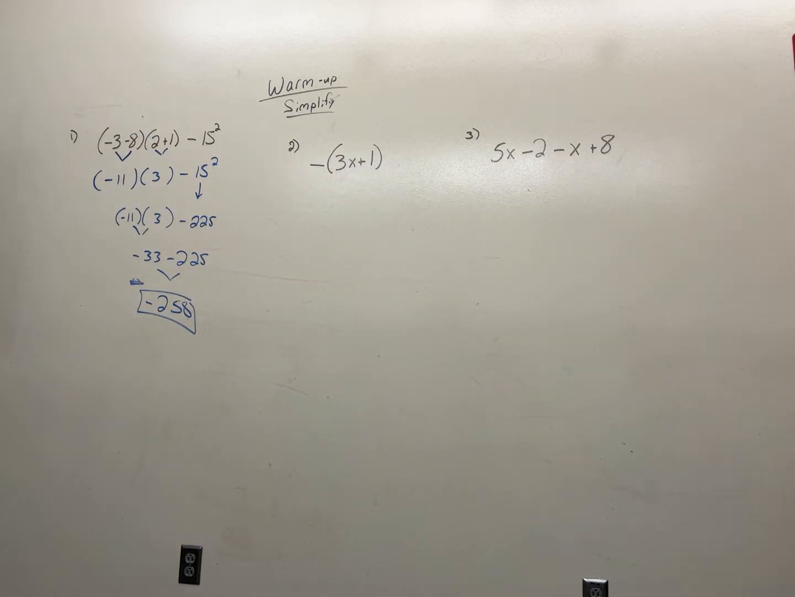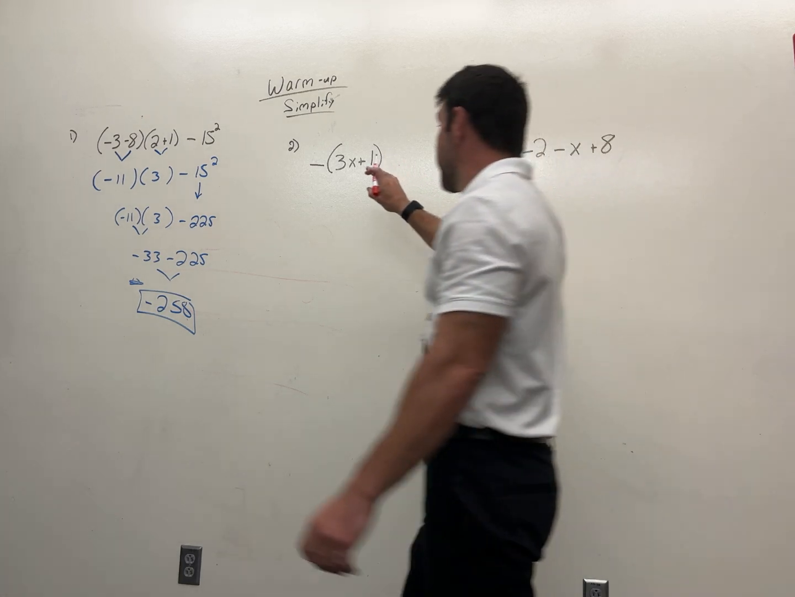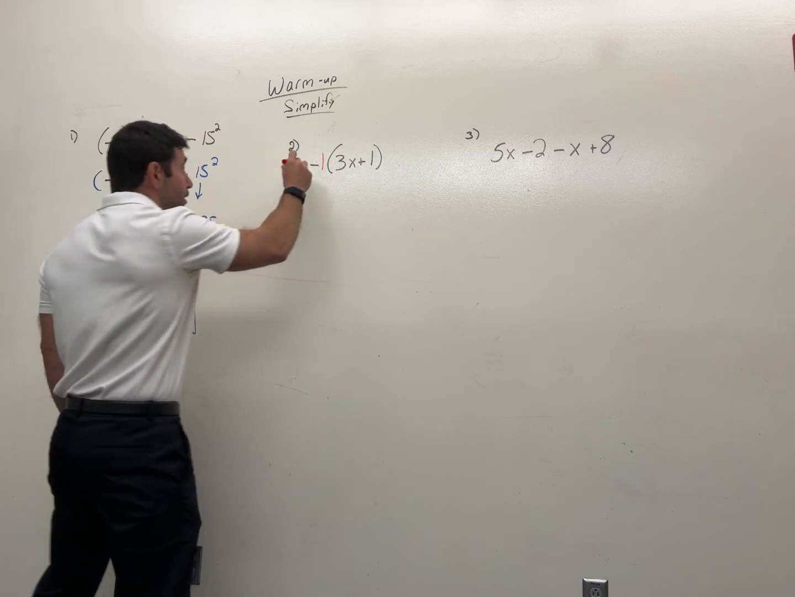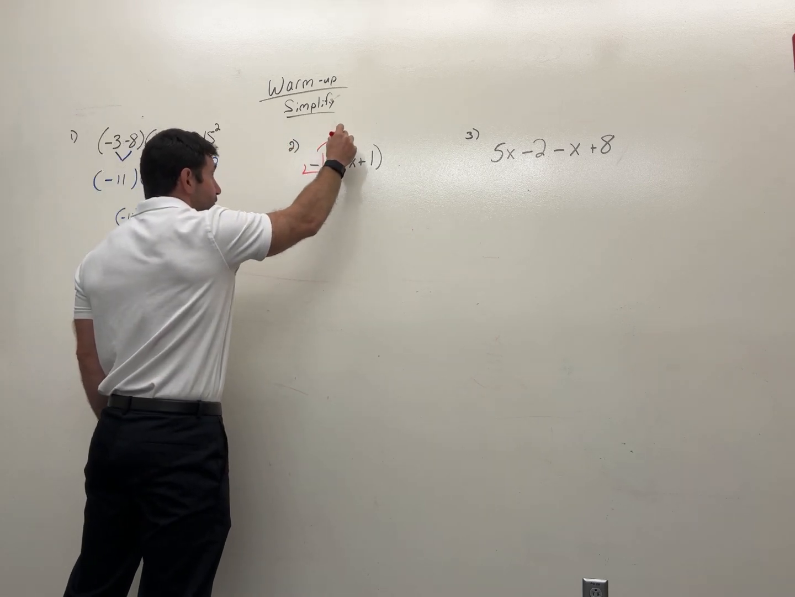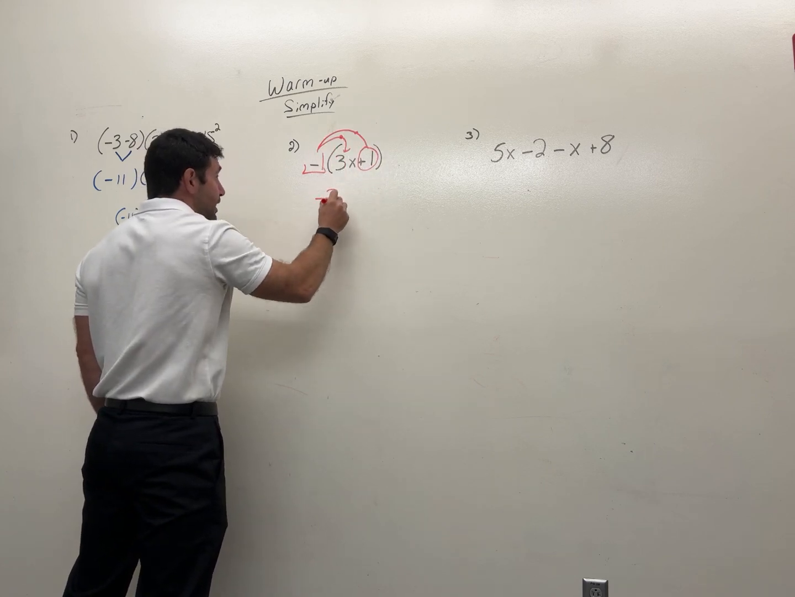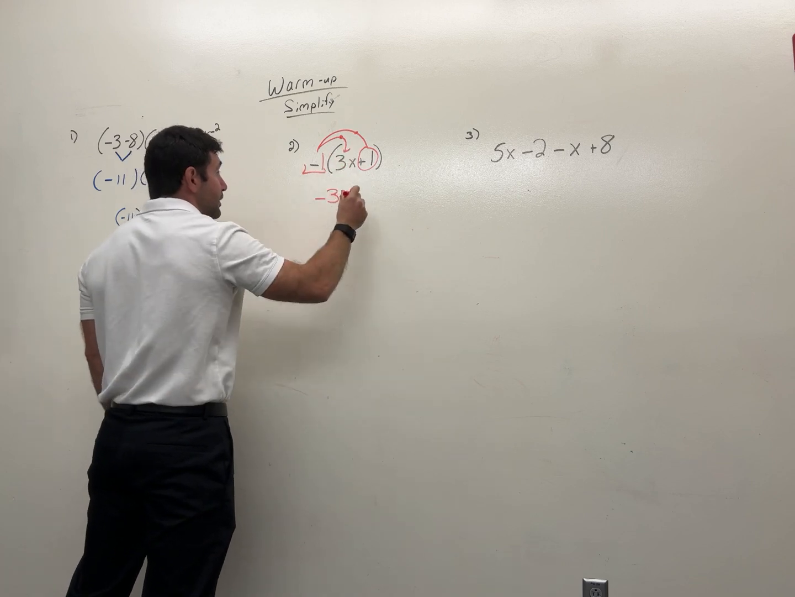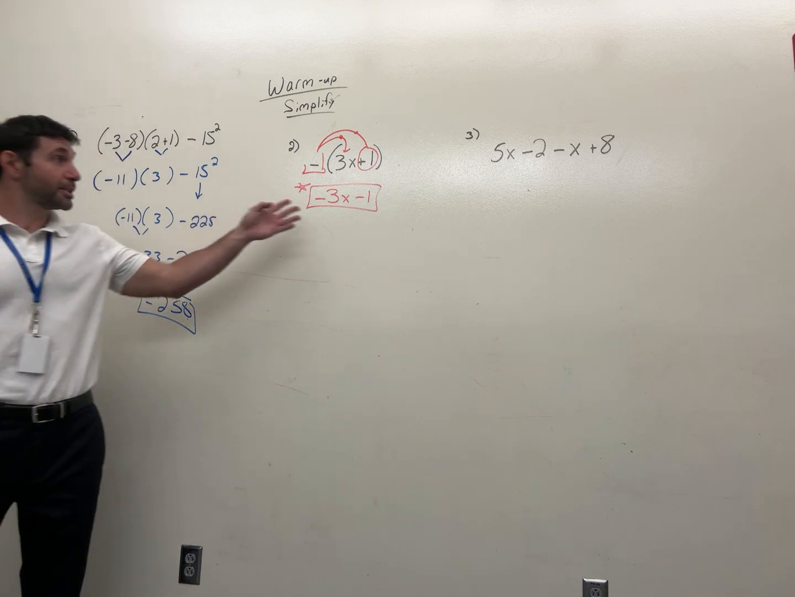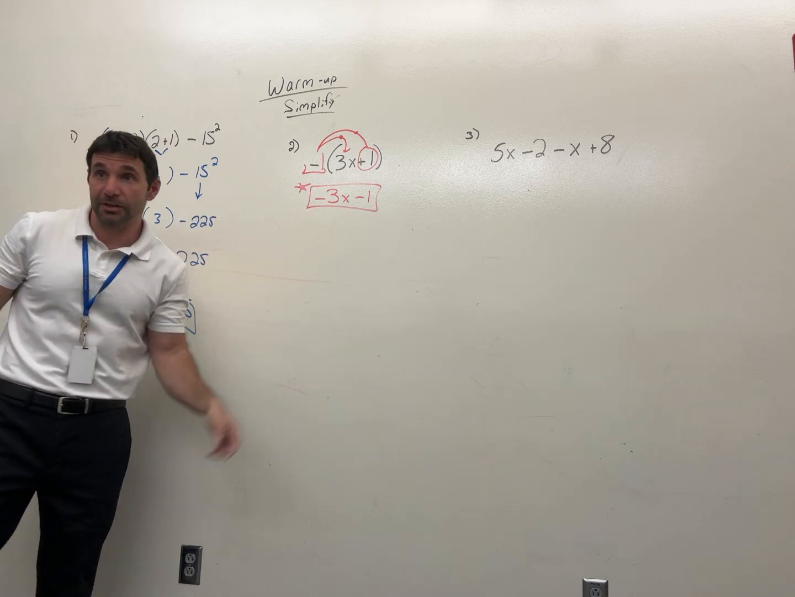Number 2. This is a distributive property problem. What am I distributing? The negative, but the negative what? 1. When there is just a negative sign, it is a -1. So we're distributing -1 to the 3x and -1 to the +1. -1 times 3 is -3. Keep the x. -1 times 1 is -1. That's as simplified as we can get because we learned yesterday that we can't combine our variables and our constants.